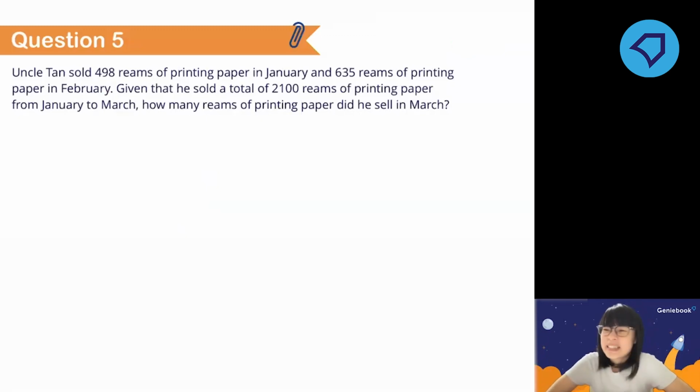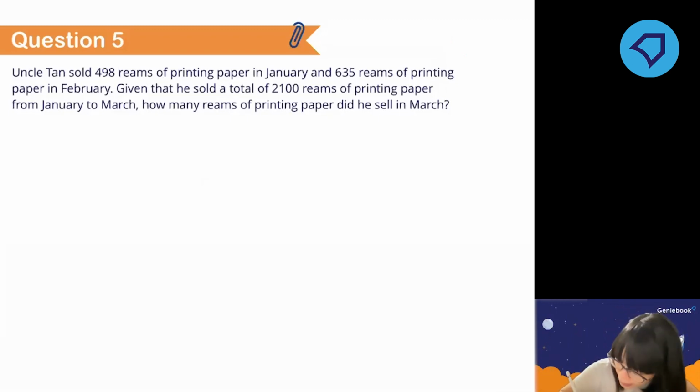Okay, let's take a look at question number 5. We have Uncle Tan. Uncle Tan sold 498 reams of printing paper in January and 635 reams of printing paper in February. Given that he sold a total of 2,100 reams of printing paper from January to March, how many reams of printing paper did he sell in March? Reams just means a stack of printing paper. We need to do the addition, right? We need to add the number of reams of printing paper he sold in January and February.